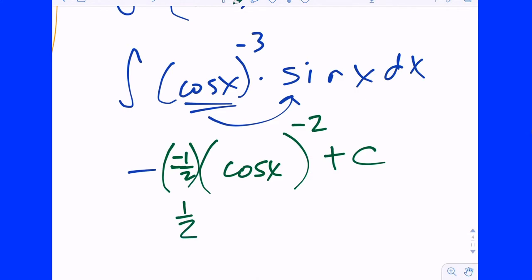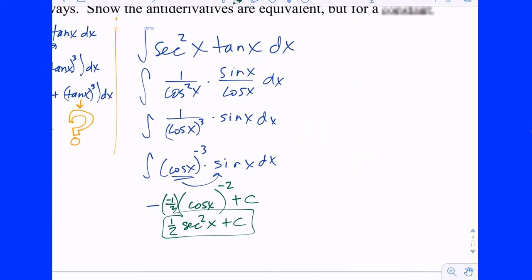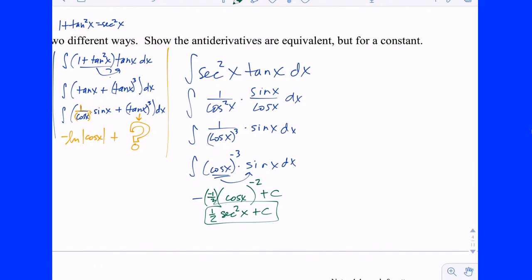Now cosine to the negative 2nd is the same as 1 over cosine squared, which is the same as secant squared. So 1/2 secant squared plus c is the same as 1 over 2 cosine squared. So if you did it that way, that's great. That strategy for trig proofs works here as well, as long as you can manipulate it into a different form.